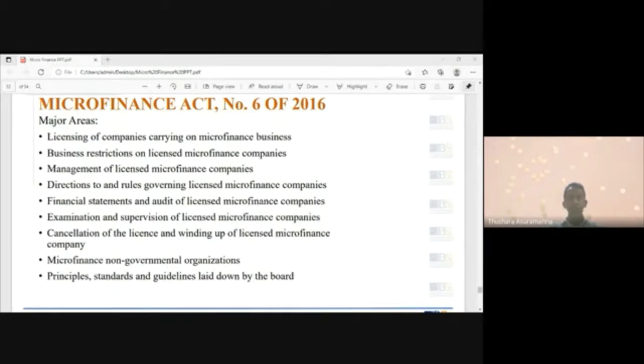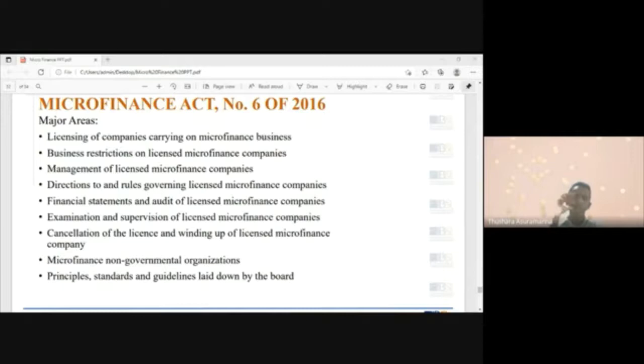Microfinancing non-governmental organization, right? So this is something where not only the bank, not only the non-financial organizations, NGOs also can run the microfinancing activities. Then how those institutions can run those activities has been described under the Act. Principles, standards, guidelines laid down by the board, like there may be ethics that you have to follow, principles, standards. So again, it has been included in this Act.